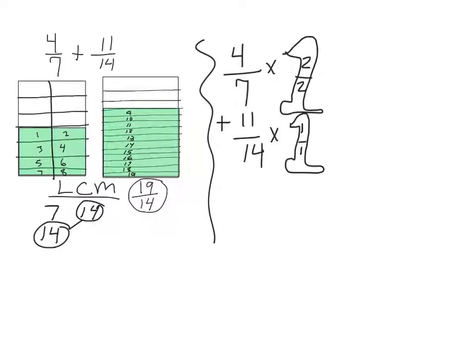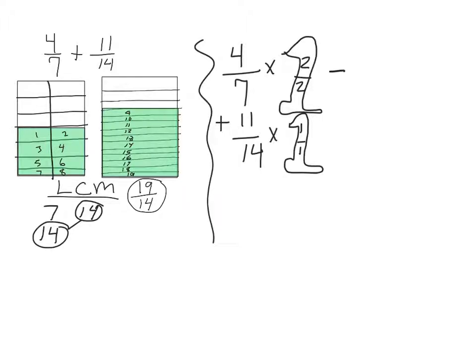So let's go ahead and make a little more room here. And now I'm going to put my equal sign, and 4 times 2 is going to give me 8 over here. So I've got 8. And then 7 times 2 is going to give me 14 at the bottom, 14. And then I got 11 times 1 is going to give me 11. And 14 times 1 is going to give me 14. And bam, right there, I've got common denominators, which is exactly what I'm looking for.